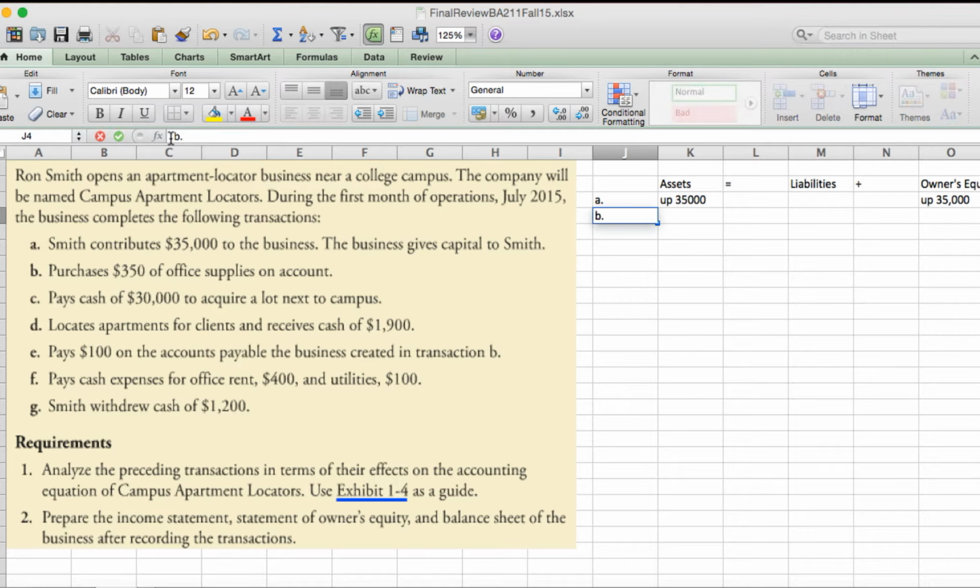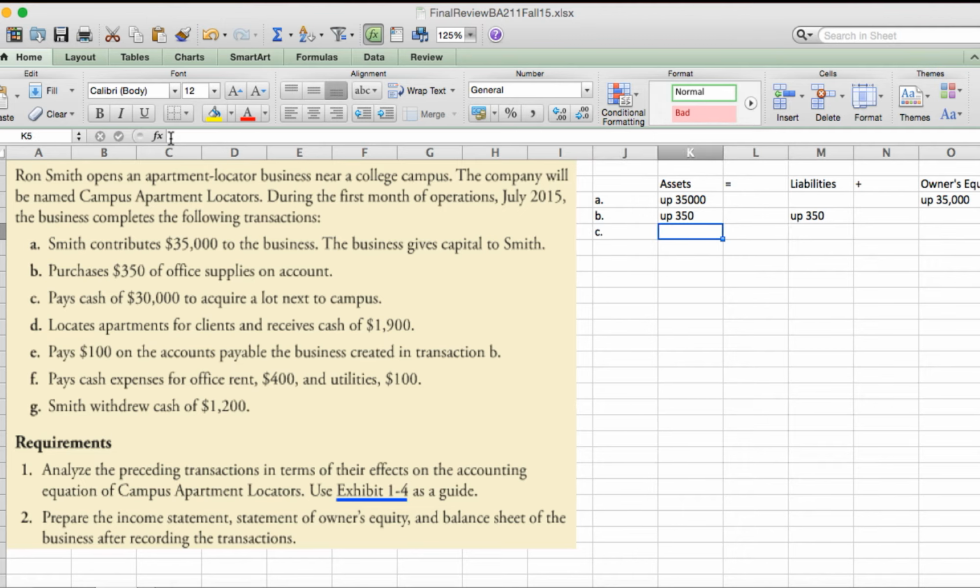Part B, purchases $350 of office supplies on account. Office supplies are an asset, so your assets go up $350, and liabilities also go up $350 because we've now incurred that much debt that we'll have to pay off in the near future. So still a balanced equation.